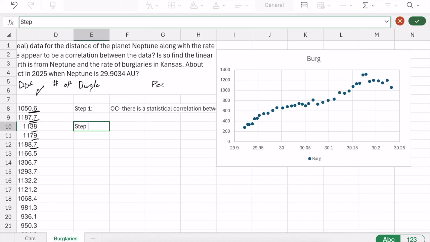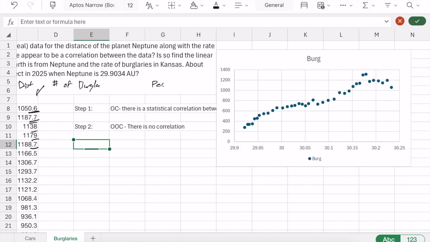Okay, step 2. Opposite of the original claim: there is no correlation. All right, step 3.